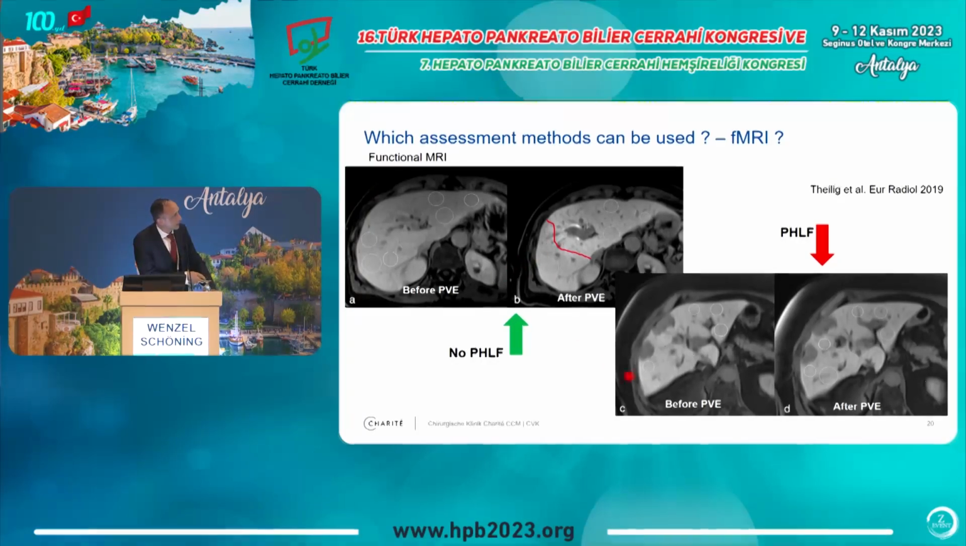And over here, on the other side, this was a patient that experienced post-hepatectomy liver failure, a patient with multiple colorectal metastasis, and you see before PVE and after PVE, there was no difference in uptake of the Primovist between both lobes.